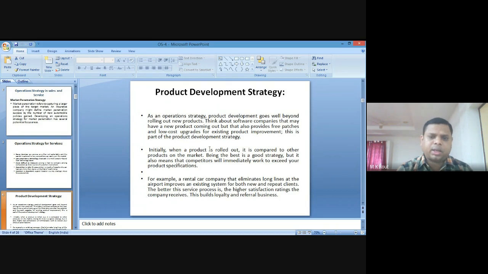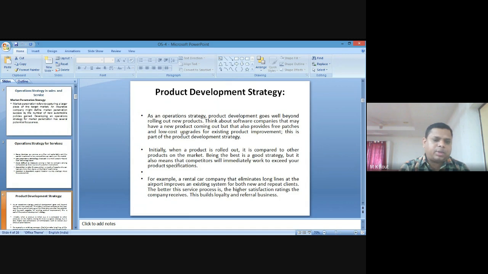That is why I just repeat the sector. Think about a software company that may have a new product coming out, but also provides free patches. That means they have to upgrade, or you can say it is a low-cost operation for their existing product improvement. And this type of strategy is under product development strategy.